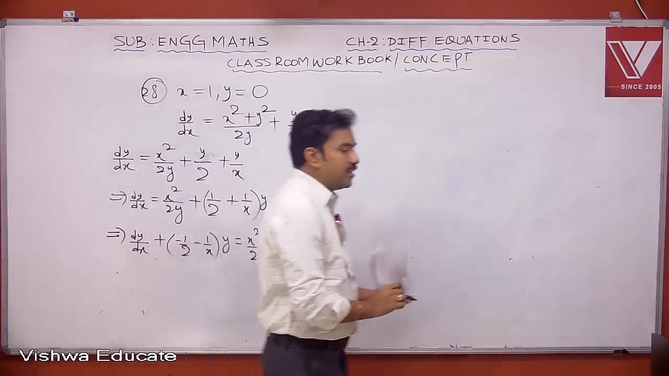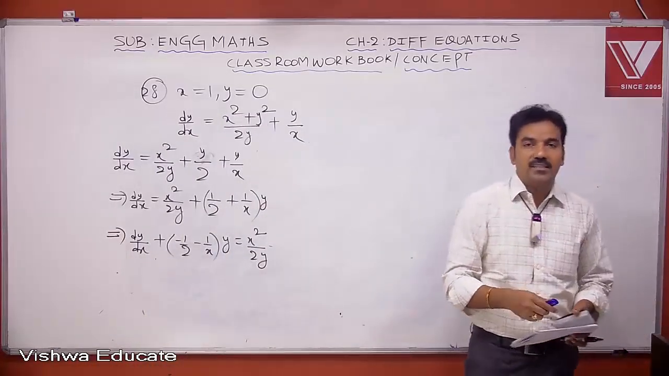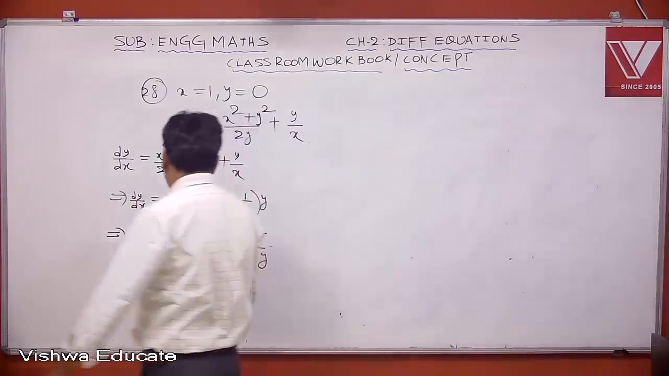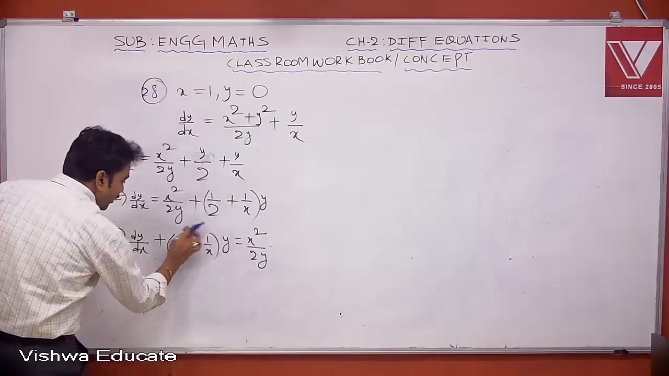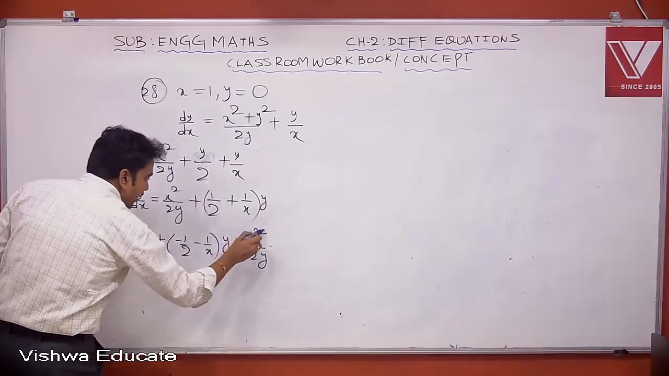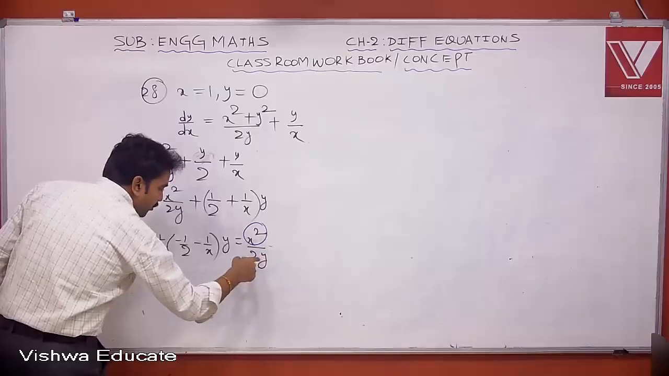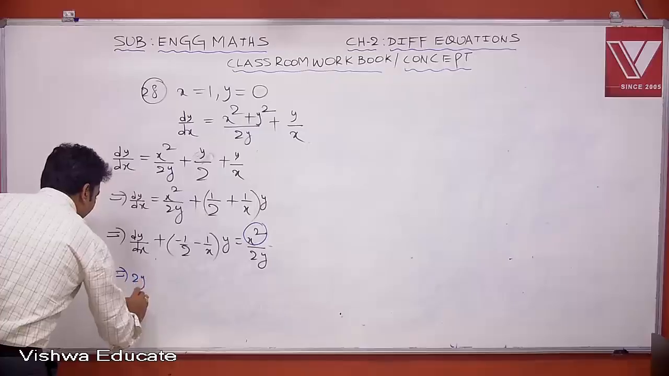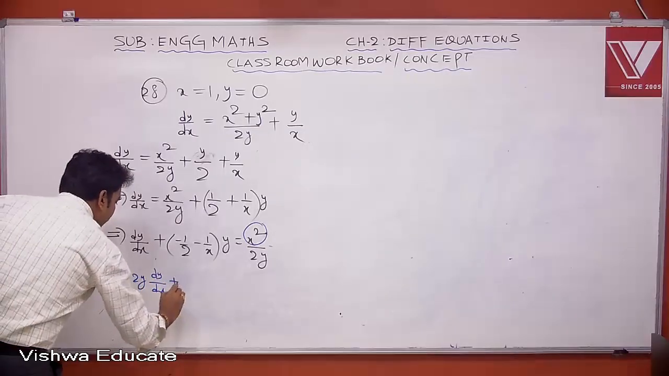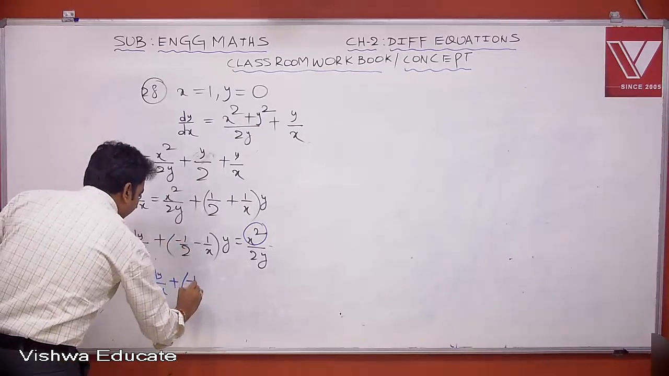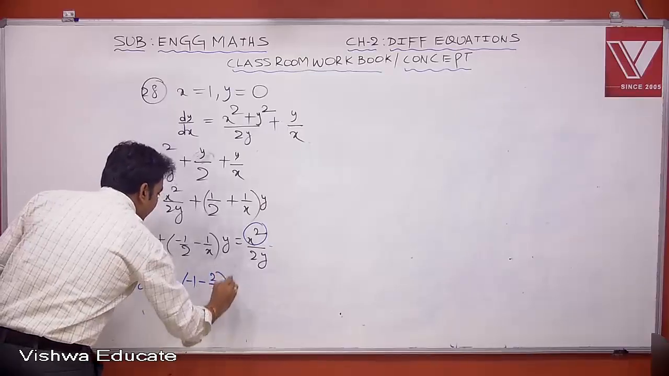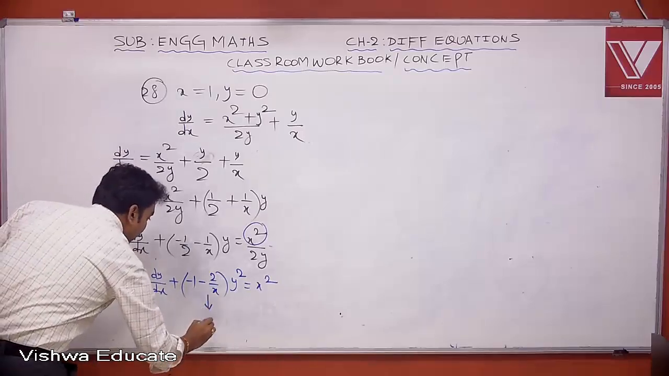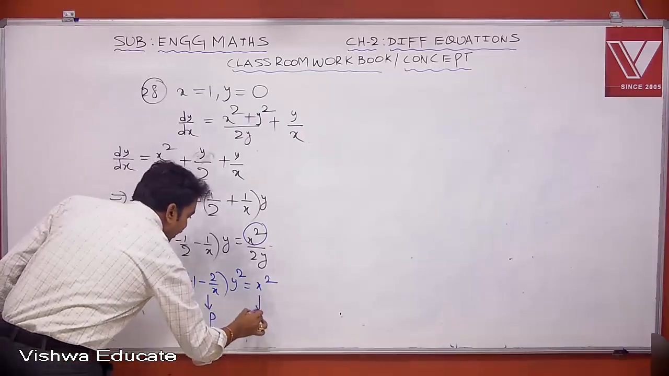Now to get this as a linear equation in y, it must be in the form dy by dx plus py equal to q. I can expect this p to be a function of x, and q as well, but here I have an extra 2y. So multiply this equation with 2y on both sides. This implies 2y into dy by dx plus, multiplying by 2, minus 1 minus 2 by x into y square equal to x square. Now this will be acting as, for example, p, and this as q.